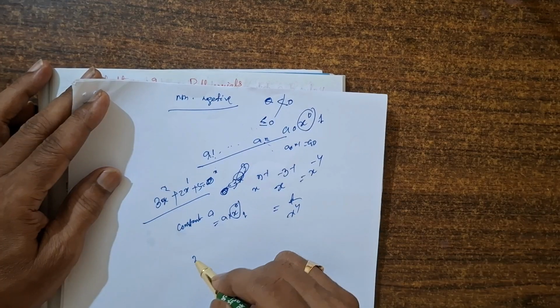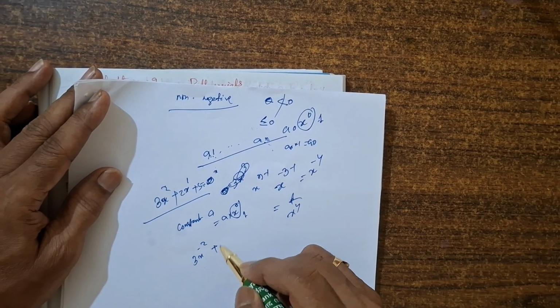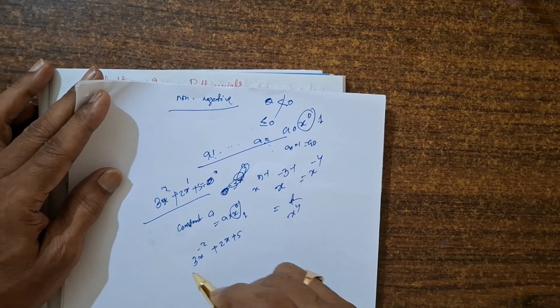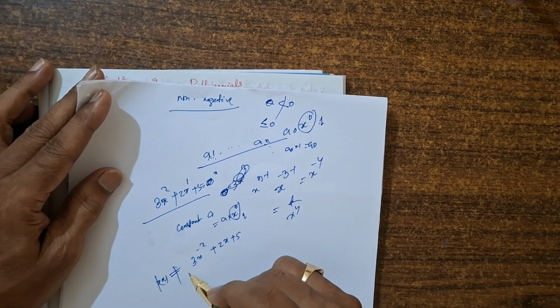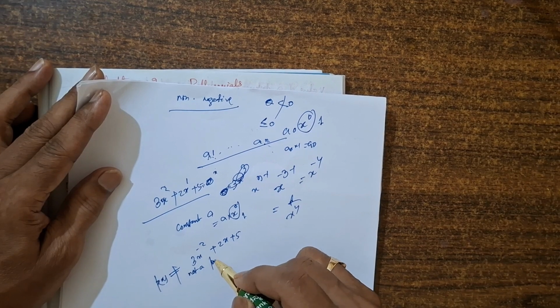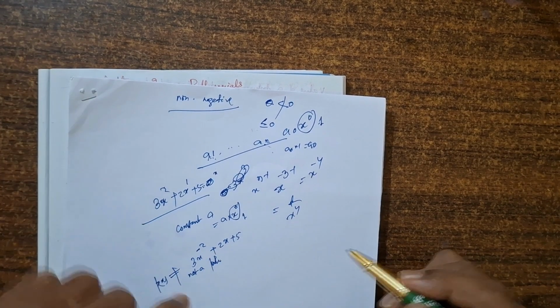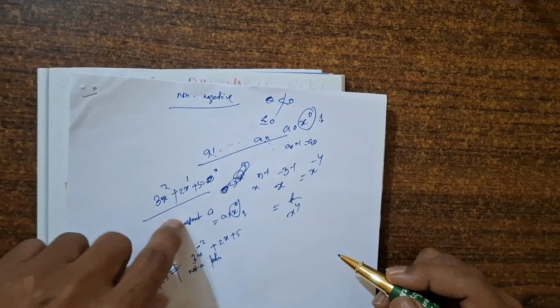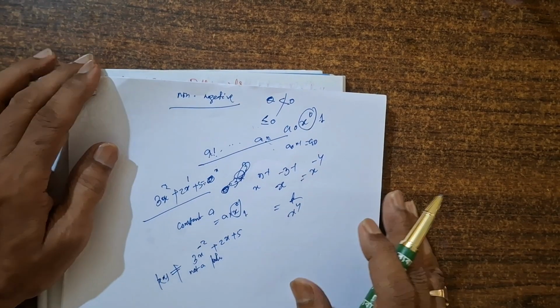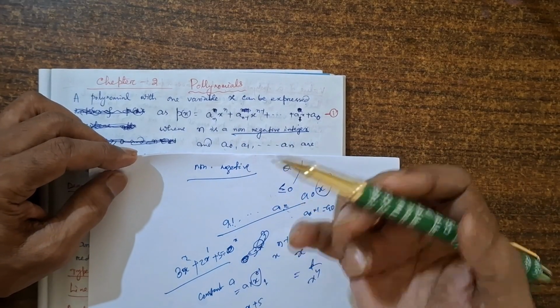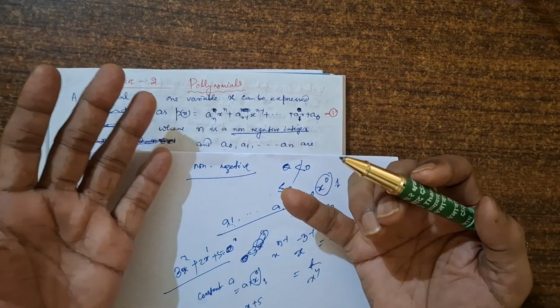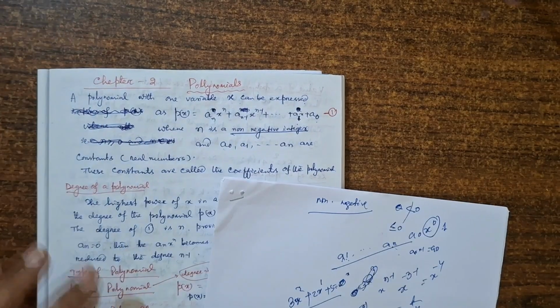So it should not be 3x^(-2) + 2x + 5. It is not a polynomial, because the power here is x to the power minus 2. n is negative, so it cannot be a polynomial. So only one thing: in a polynomial, n will always be positive or 0, but it should not be negative.